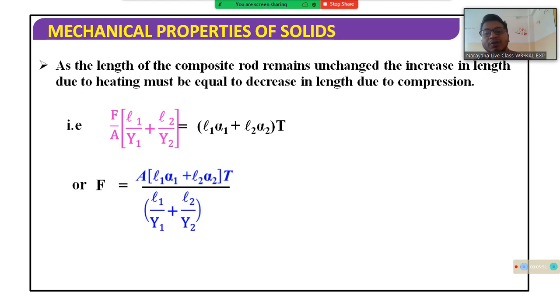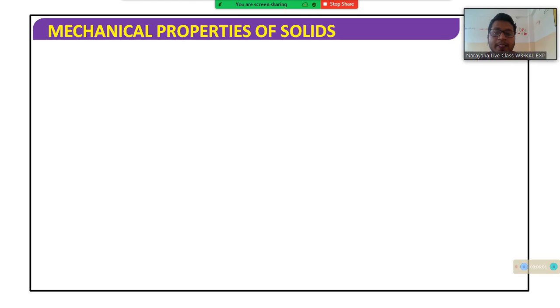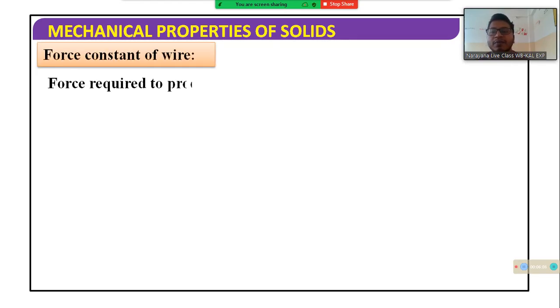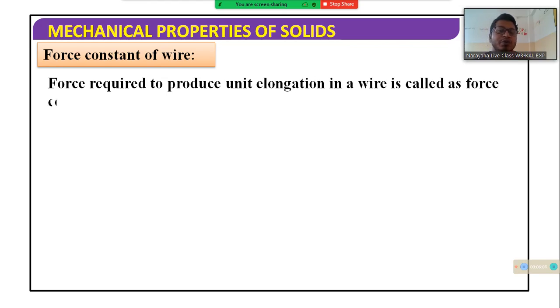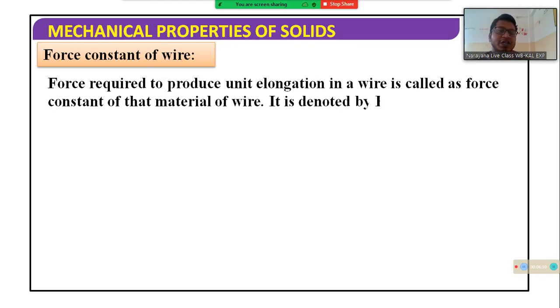Thus, by cross multiplication we get F equals A into (L1 alpha 1 plus L2 alpha 2) into T divided by this. For the force constant of a wire, the force required to produce unit elongation in a wire is called the force constant.